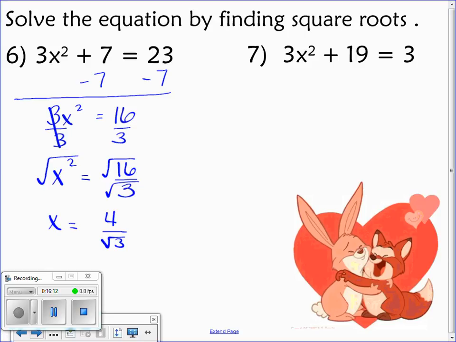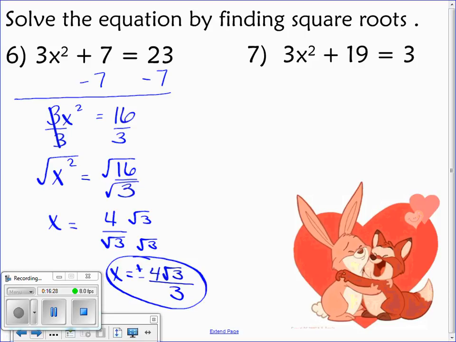But I can't leave the radical on the bottom. So we have to multiply top and bottom. Good. The top is 4 radical 3. On the bottom, radical 3 and radical 3 is just 3. And don't forget your plus minus. Try number 7 on your own.